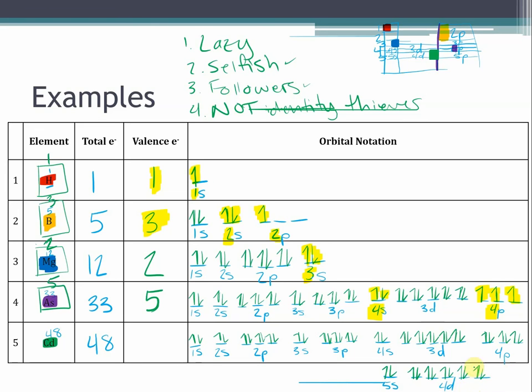Look at your last subshell. It's the 4d subshell. There are 10 electrons in it, just like we said there should be, according to our periodic table. So you can kind of predict what your orbital notation is going to look like before you've actually drawn it. And you can use your orbital notation to predict what element you're looking at. And we'll see that in just a second.